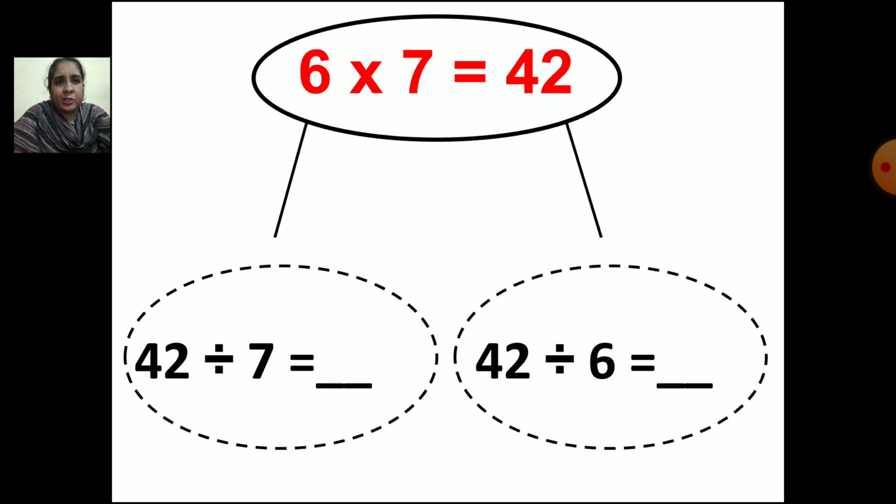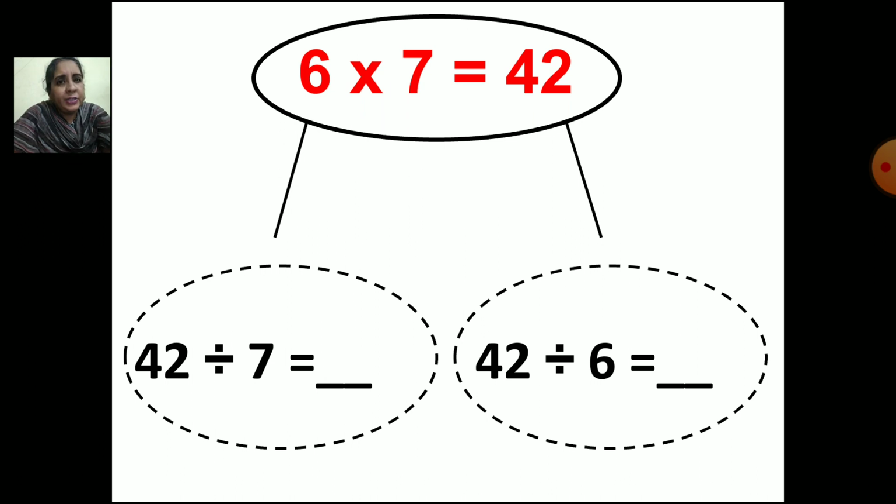Now let us see the next question. 6 multiplied by 7 equal to 42. Here also one multiplication is given, that is 6 sevens is how much? 42. Now here it is given 42 divided by 7 equal to dash. So what will you do? You will say the table of 7, in which you get 42.